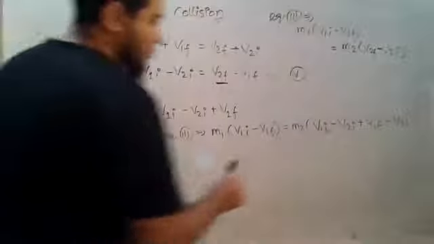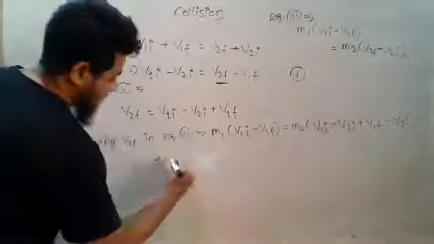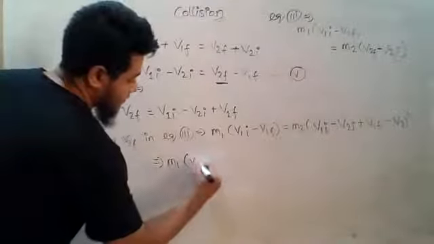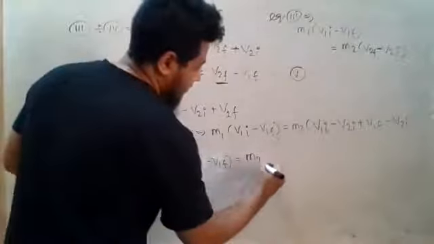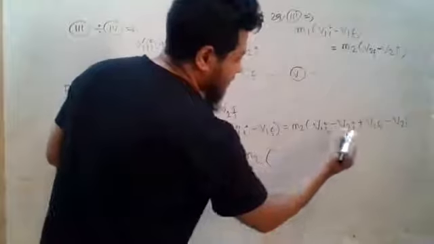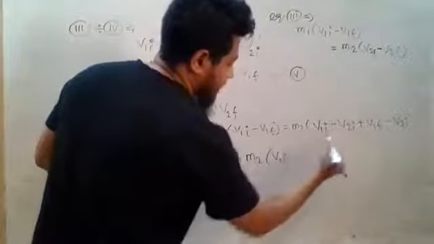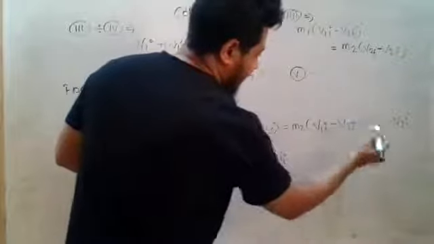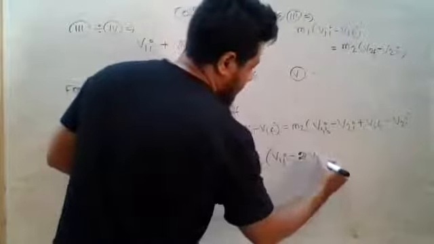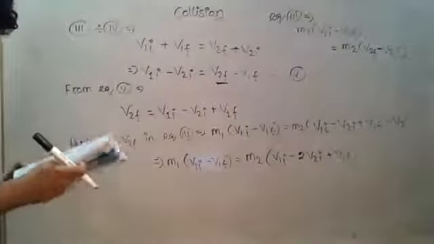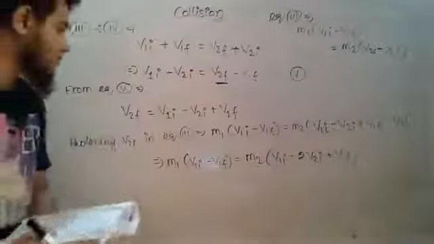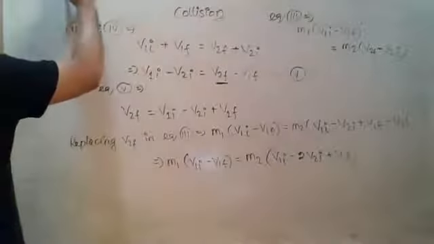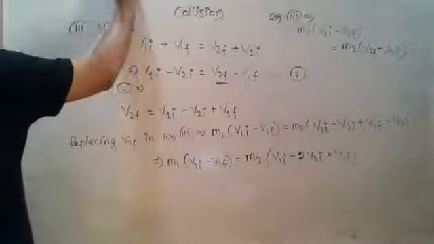Okay, so from here M1 into V1I minus V1F is equal to M2 into V1I, then V2I minus, so minus 2 V2I plus V1F. Okay, so our target is actually to find out an expression for V1F. I want to find out the value of these two, V1F and V2F.